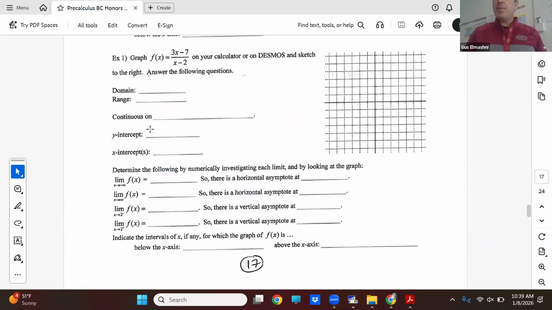I don't think we need Desmos. I think we could handle this by hand. I think you guys can handle this. So we do know there's a certain value of x that's not okay. What value of x is not okay? 2, right? So I'm going to draw a vertical asymptote right here. Okay. So I kind of already know that.